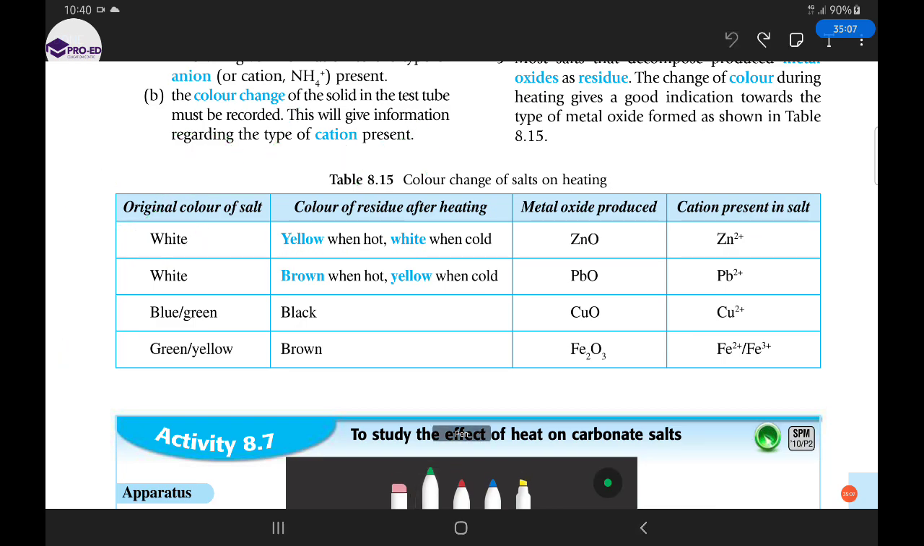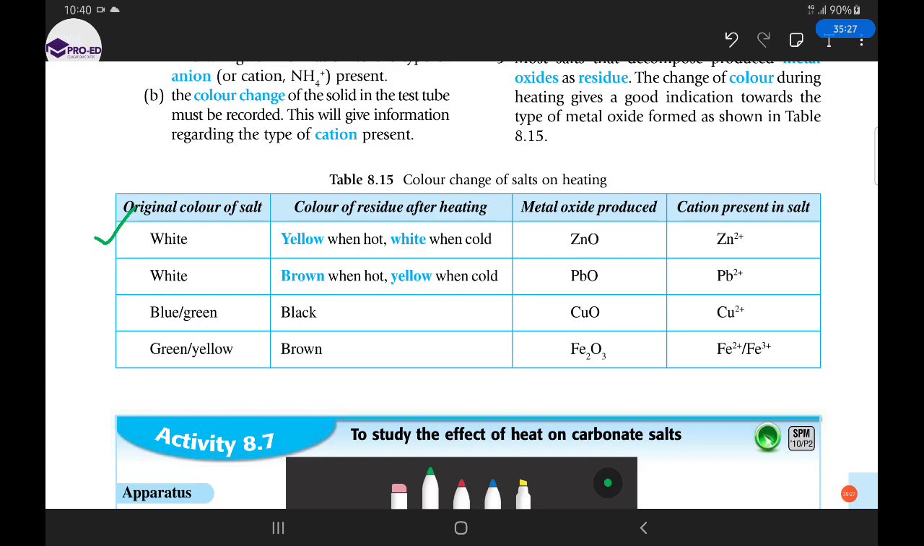Let's move on to the next one. We are done with the first one. I take this salt and put it in a test tube. It is white originally. It's not the metal oxide here, it's just a pure salt. I heat it up, and of course, after heating it forms a metal oxide.